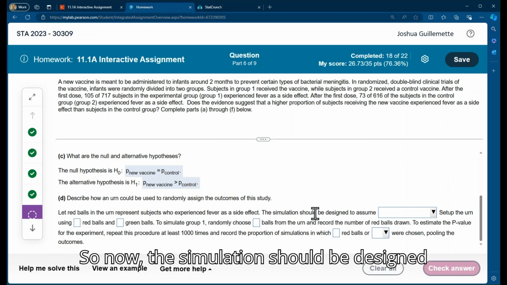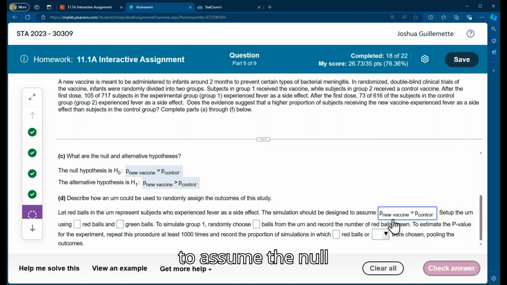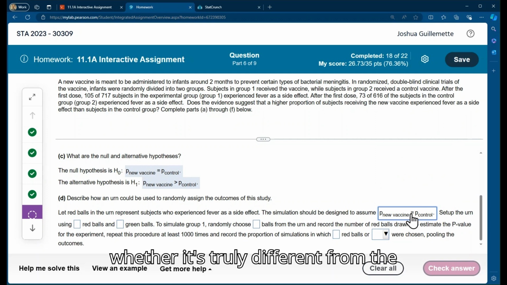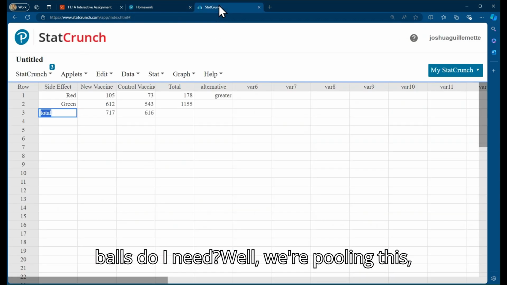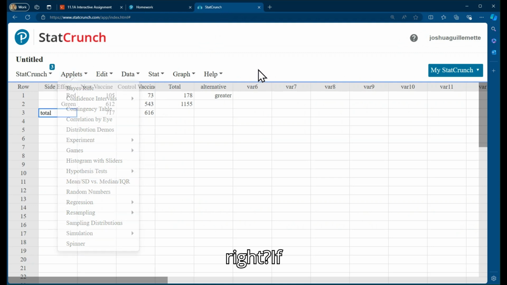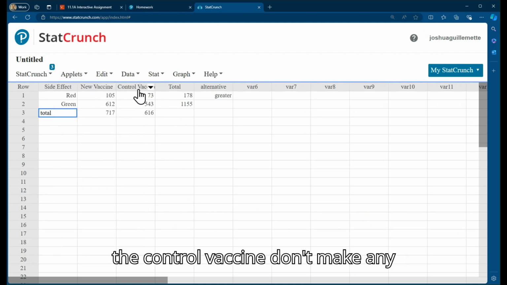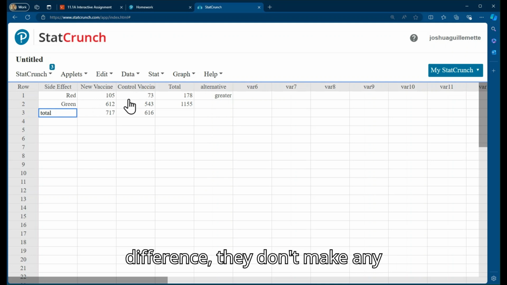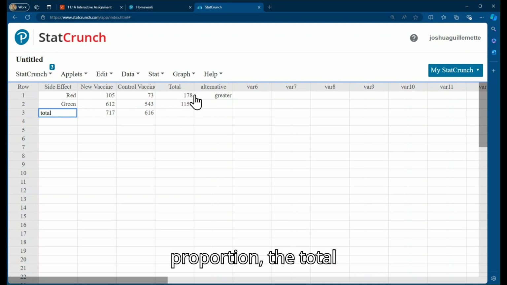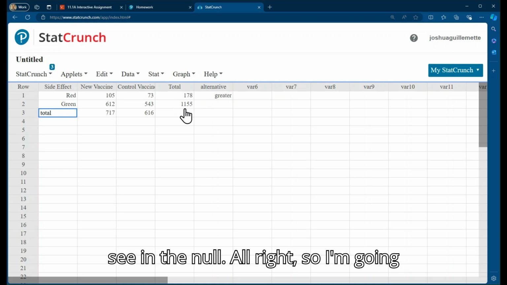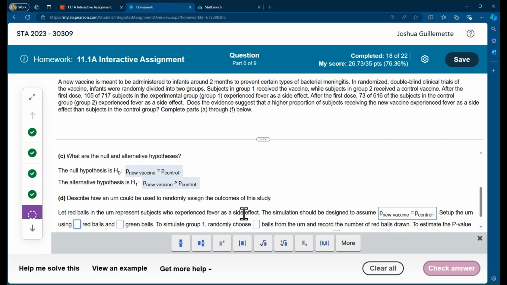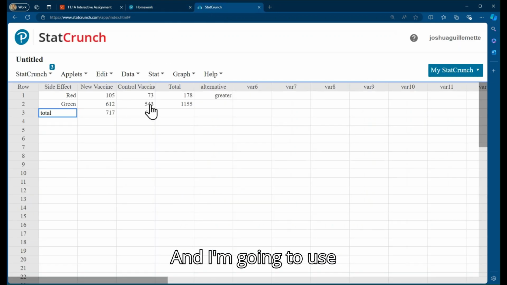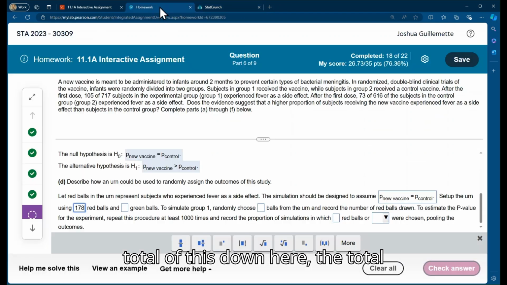Okay? Now, the simulation should be designed to assume the null hypothesis. We are testing to see whether it's truly different from the null. We're going to set up the urn, and how many red balls do I need? Well, we're pooling this, right? If you're assuming that the new vaccine and the control vaccine don't make any difference, then the pooled proportion, the total proportion, is what you would expect to see in the null. All right, so I'm going to use 178 red balls total, and I'm going to use 1,155 green balls, and that's going to give me the total.